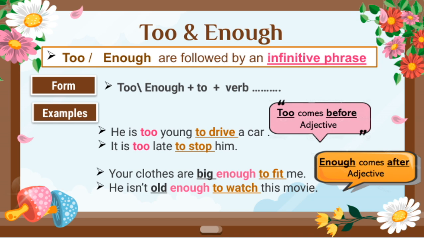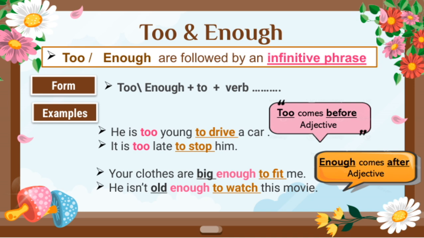On the other hand, "too" comes before the adjective, like in, "He is too young to drive a car." Here, "too" suggests that he's more than the right amount of young to be able to drive. Both "enough" and "too" are often followed by an infinitive phrase, which is "to" plus a verb. For instance, "It is too late to stop him," or "He isn't old enough to watch this movie." The key point is that "enough" and "too" help us express whether something is sufficient or excessive, especially in relation to an action.